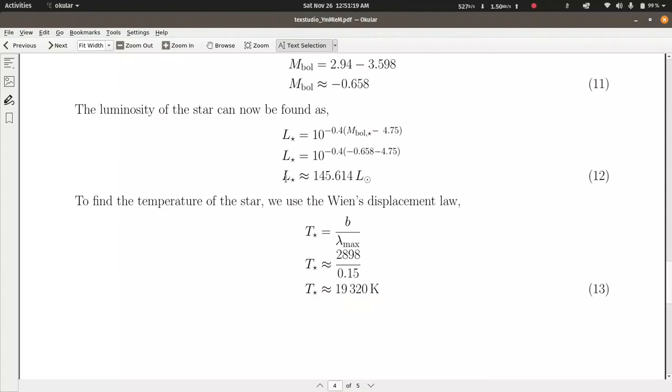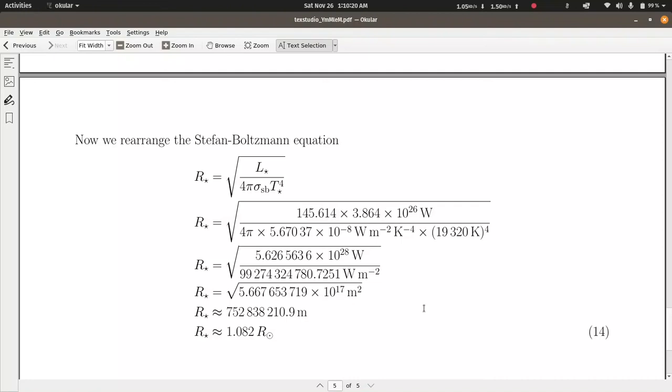Okay, now that we have the luminosity of the star and the temperature of the star, let's find out the radius of the star. Using these values that we obtained, 145.614 solar luminosities and 19,320 kelvins of temperature, we get the radius of the star as 1.082 solar radii. So slightly larger than the sun, but obviously almost 3 times hotter and 145 times more luminous than our sun.